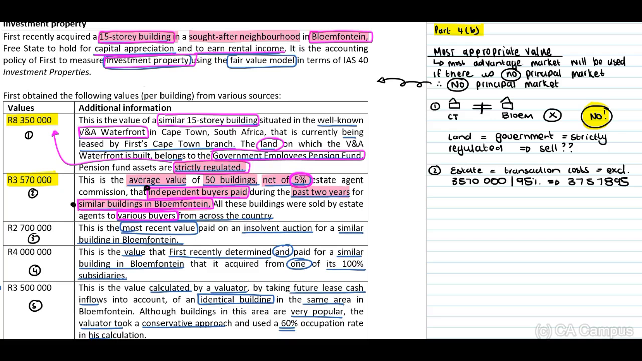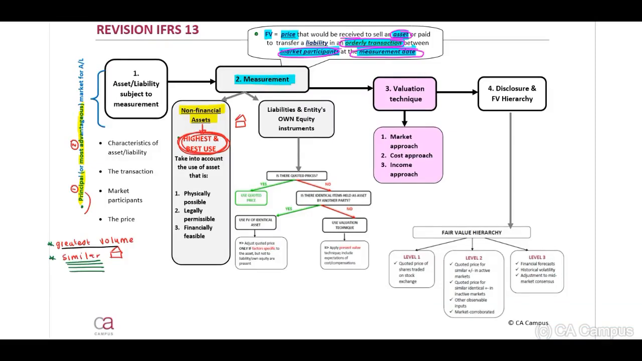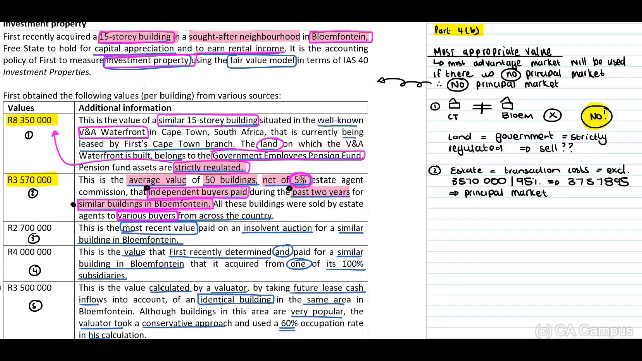Okay. They indicate to us that there are independent buyers. It is similar buildings in Bloemfontein, and we have a history of 2 years. Therefore, when you look at this in terms of a principal market, this will be similar when we compare this to our principal market. Why? Because in our principal market, we have the greatest volume, similar. And it is always important to identify, guys, that this is also independent buyers. Therefore, this is a value contributed by different buyers. Therefore, there are independent buyers, which is great.